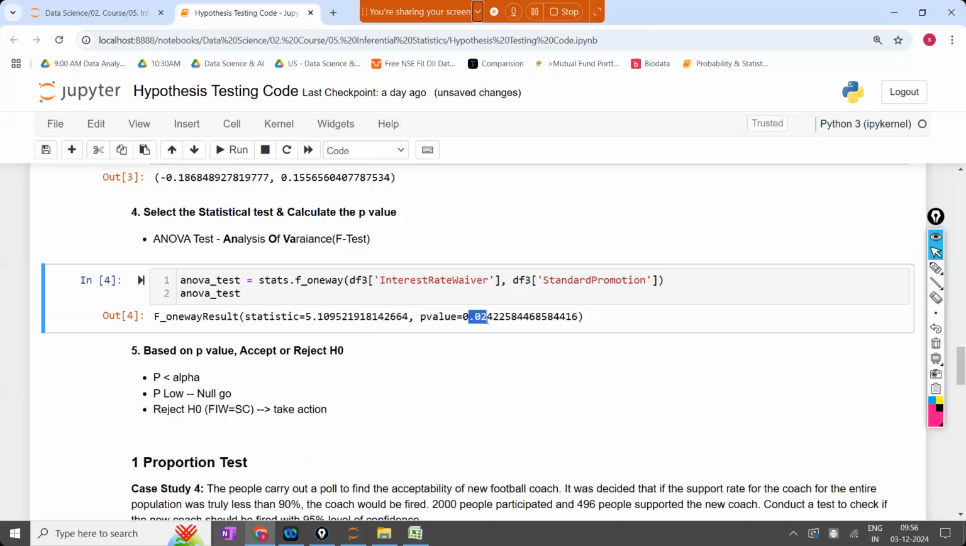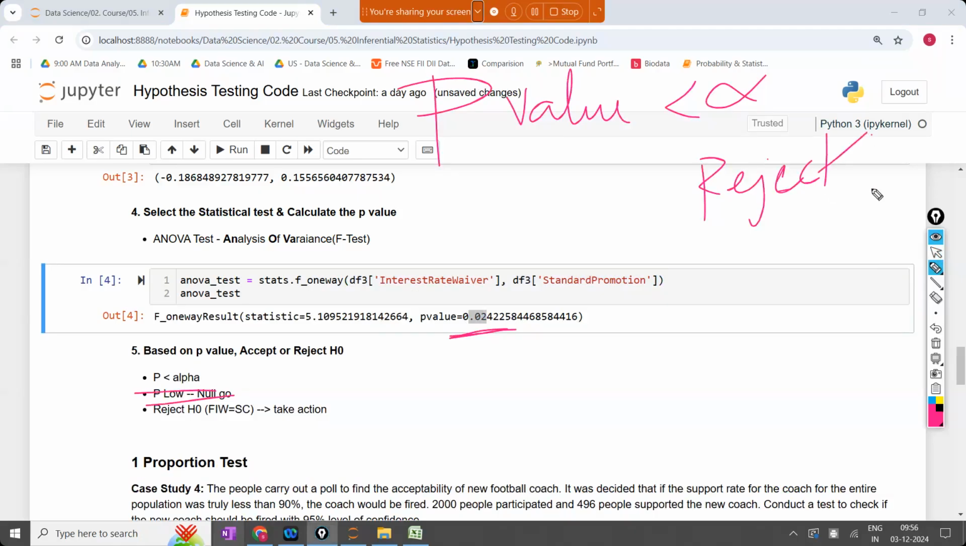So since p is less than alpha, p low null go, meaning reject the null hypothesis. What p-value have you got here? If the p-value is less than alpha, then in that case reject the null hypothesis. If the p-value is greater than alpha, you have to accept the null hypothesis. That is the point.